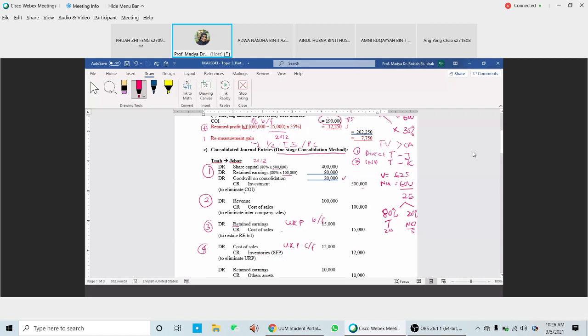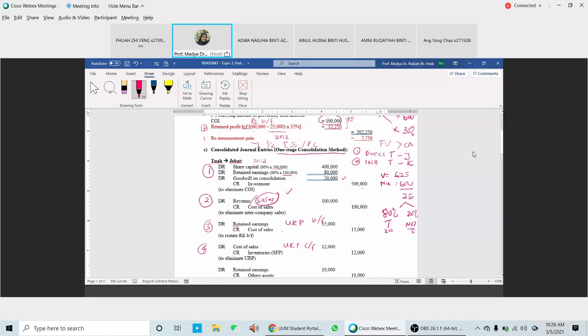I just want to mention about this one: either revenue or sales. You just refer to the one that you have in your income statement. So if the income statement uses sales, you can say either sales or revenue. Right? Okay, so you have here cost of sales and then the inventory.